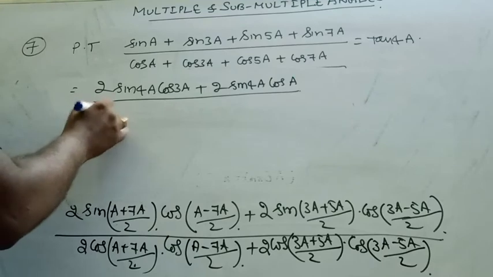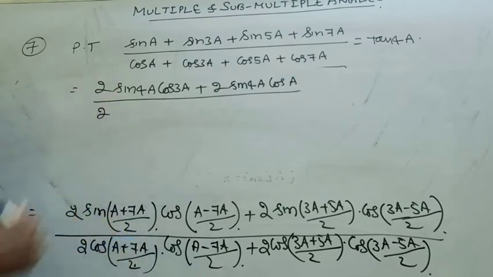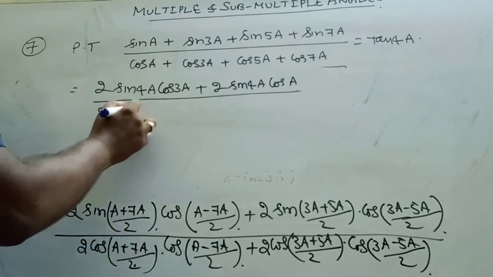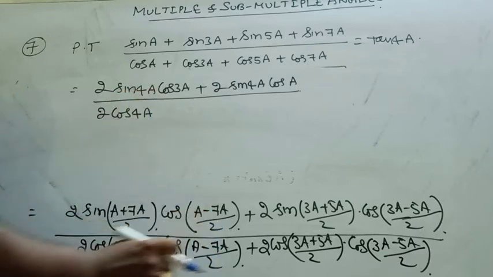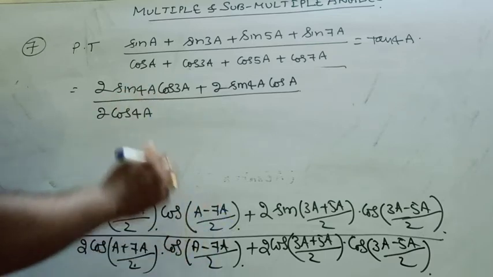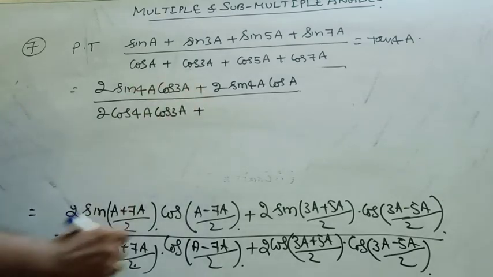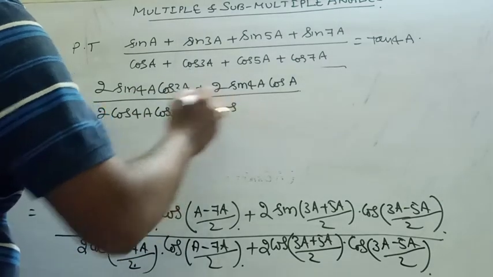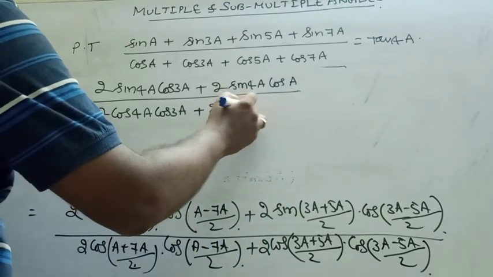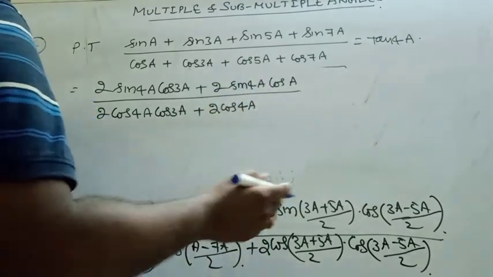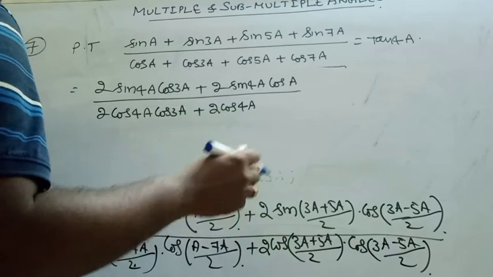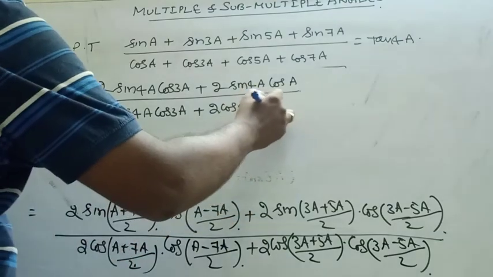Now the denominator also: cos a plus 7a by 2 cos 4a, we will be getting cos a minus 7a by 2, cos of minus 6a by 2, that is now cos 3a, plus 2 cos 3a plus 5a by 2 cos 4a, cos 3a minus 5a by 2, cos of minus 2a by 2, cos a. We are having like this.